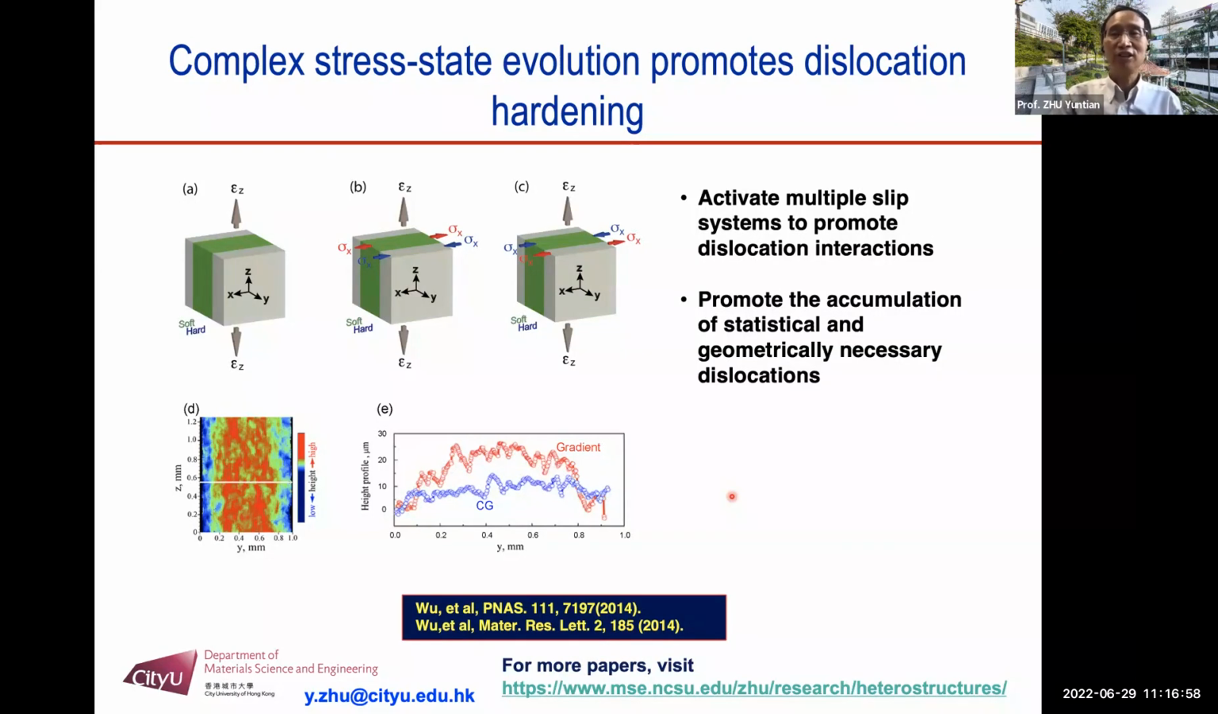In addition, it may promote the accumulation of statistical dislocations and GNDs. The GNDs may get entangled, increasing the GND level, so further increasing the HDI stress. What I'm saying here is this complex stress state. When you deform heterostructured materials, it may produce a complex stress state internally, which will give you better properties.